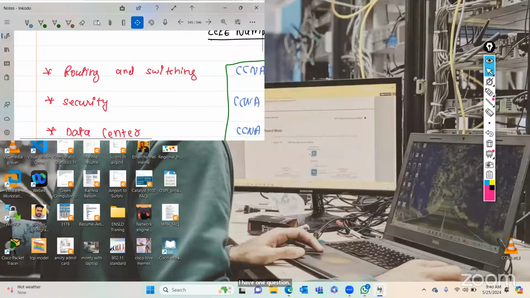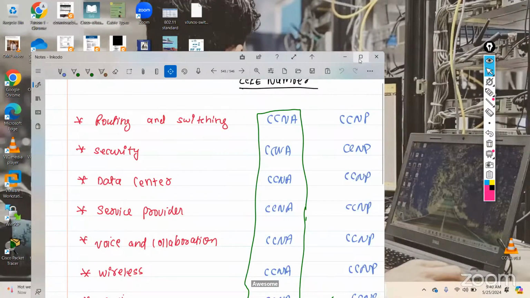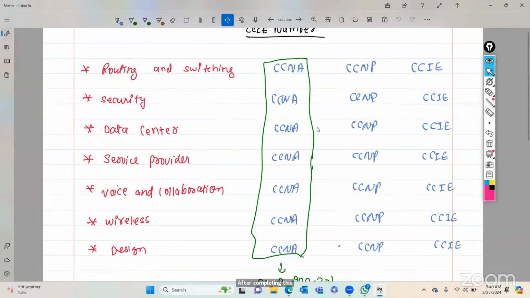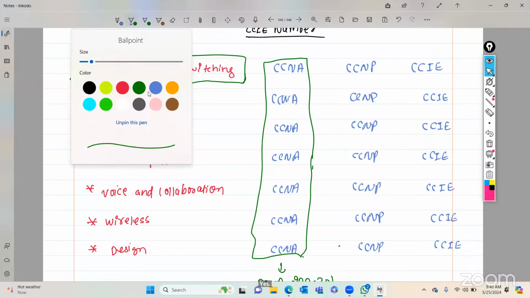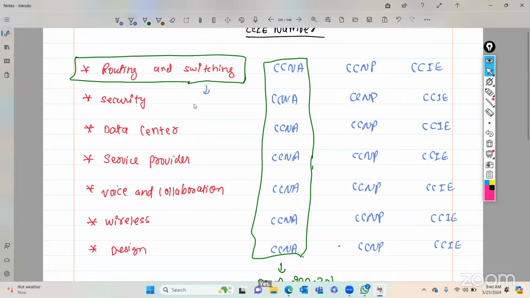After completing CCNA R&S, what will be the best path to go for CCNP? See, basically, this one is known as the mother of networking. Anyone who wants to start in this field must always go through routing and switching. And what Cisco did in 2020 was change the naming convention of this also. This is now known as enterprise.